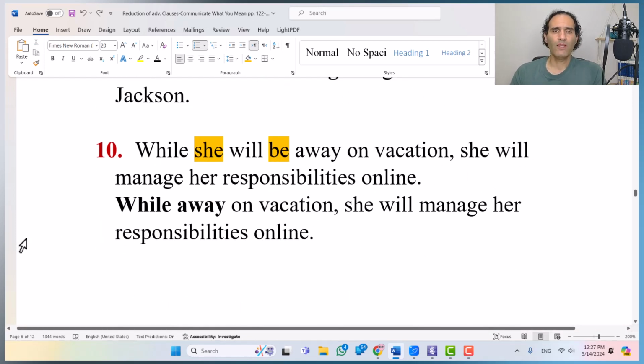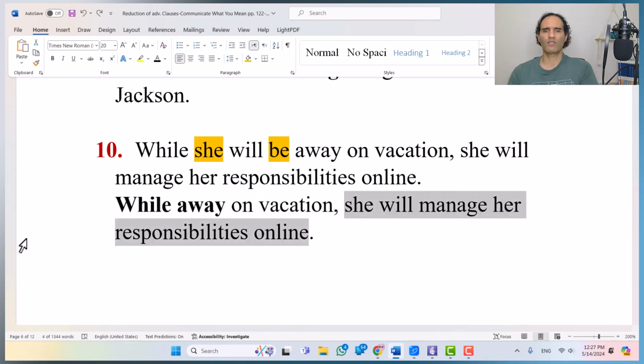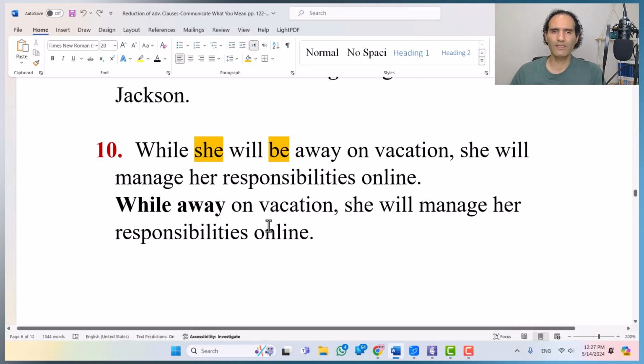What a legend. Number 10, while she will be away on vacation, she will manage her responsibilities online. Subjects are the same. We have a form of a to be, which is be here. So we omit the subject, we omit the to be. But this will necessarily will be gone because it comes for the be. While away on vacation, she will manage her responsibilities online. Got it, my friends? Through these examples, I think you kind of grasp the idea.